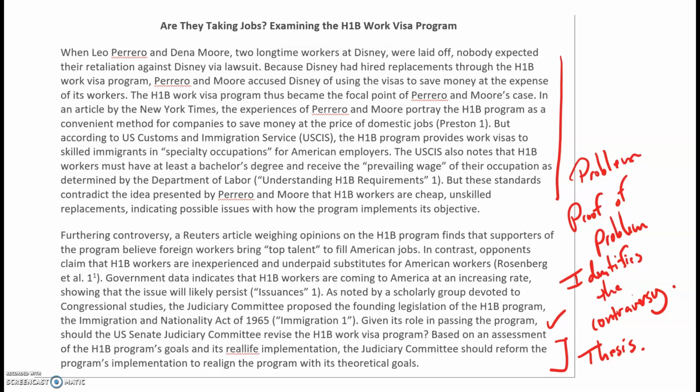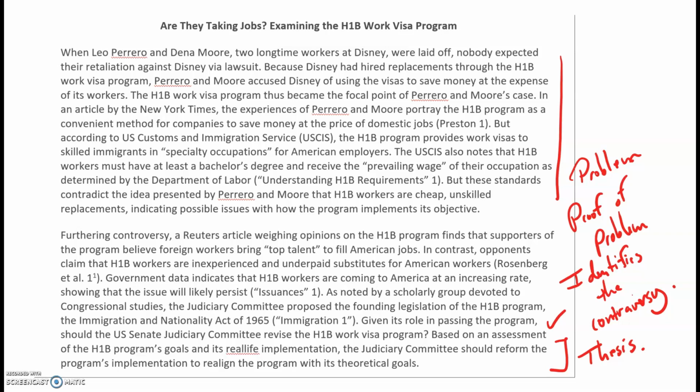So it says, when Leo Pereiro and Dina Moore, two longtime workers at Disney, were laid off, nobody expected their retaliation against Disney via lawsuit. Because Disney had hired replacements through the H-1B work visa program, Pereiro and Moore accused Disney of using the visas to save money at the expense of its workers. The H-1B work visa program thus became the focal point of Pereiro and Moore's case. In an article by the New York Times, the experiences of Pereiro and Moore portray the H-1B program as a convenient method for companies to save money at the price of domestic jobs.